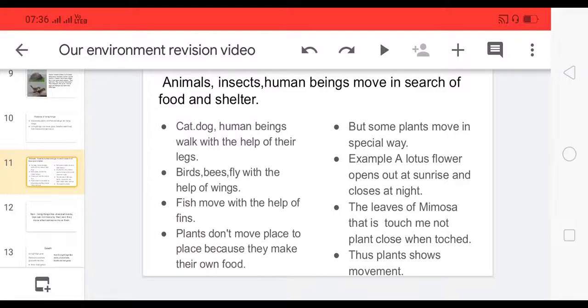Now, plants are also living things, but plants don't move from place to place because they make their own food. That is why they don't need to go from one place to another in search of food. But some plants move in a special way. For example, a lotus flower opens out at sunrise and closes at night. And the leaves of the mimosa, the touch-me-not plant, close when we touch it. So in this way plants show movement.